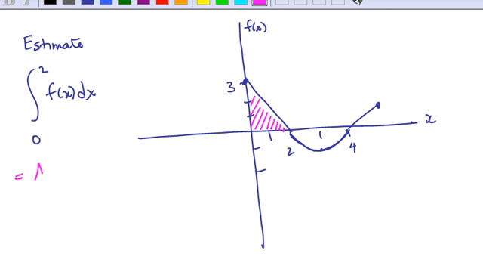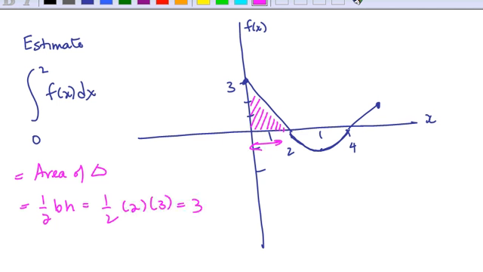That area is the area of a triangle, which has the formula 1/2 base times height. And the base is this distance right here, which is 2, and the height is 3. So the area for this is 3, or the integral would equal 3 units squared, if you want to put units to it.